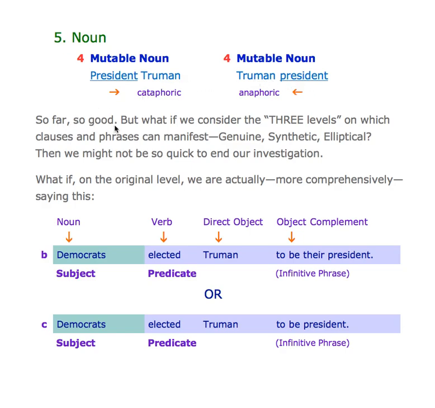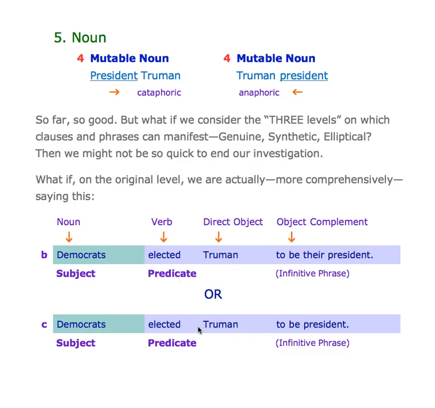So far, so good. But what if we consider the 3 levels on which clauses and phrases can manifest? Genuine, synthetic, elliptical. That's what I teach in my grammar system. I teach these 3 levels. Then we might not be so quick to end our investigation. In other words, we might want to just keep moving forward and see what we get. What if, on the original level, we are actually more comprehensively saying this? All right, in our minds, what if we're saying this? Democrats elected Truman to be their president. Or in the mind, what if the original structure was Democrats elected Truman to be president?